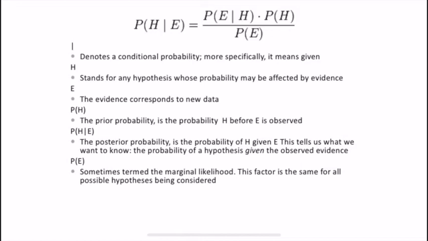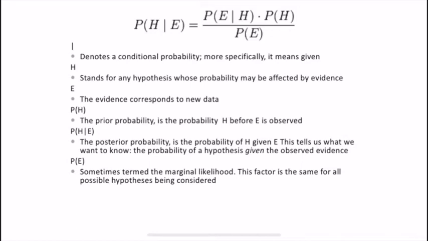H is the prior probability. It's the probability of a hypothesis being true before you have other information, before E is observed. This is the prior probability. Some people call it the pre-test probability. That's how I usually talk about it.